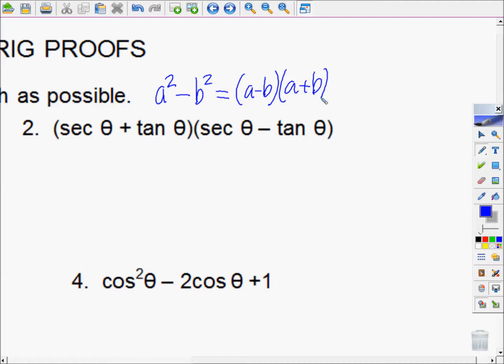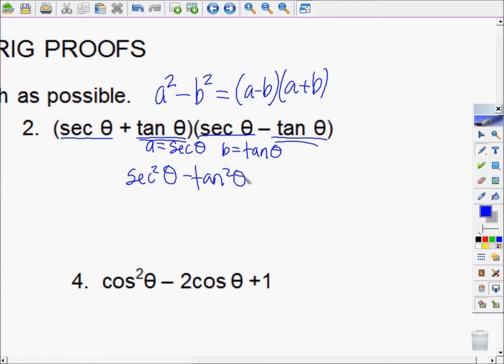So if you know this identity, instead of having to FOIL this out, you can simply say, okay, well, my A obviously has to be secant theta, and my B obviously is tan theta. So since I know my A and my B, all I have to do to take them out of this form is plug them in. Secant squared theta minus tan squared theta. Oh my, that looks like an identity. Is it an identity? And what does it equal? 1.